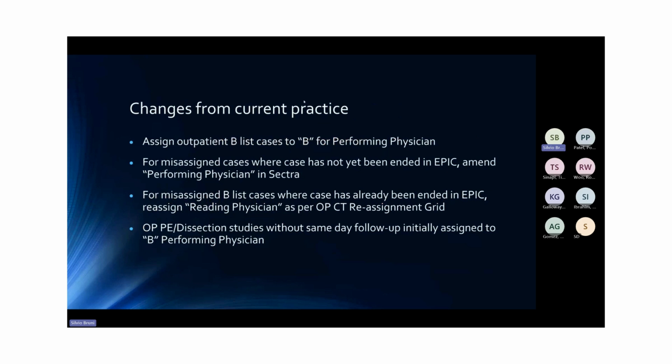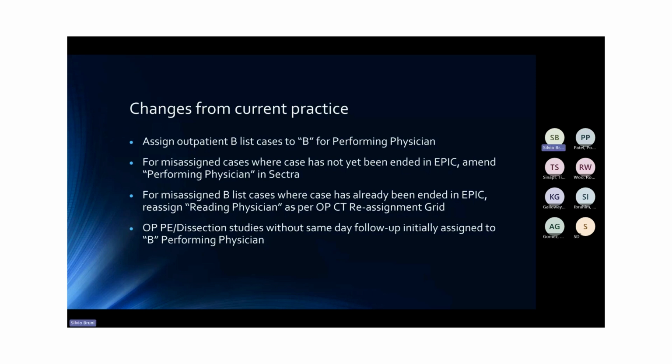Just to quickly summarize the changes from our current practice, there are only a few things to highlight. When assigning the outpatient B list cases, as opposed to setting a specific numbered B list on the scanner for performing physician, you're just going to put the letter B, and that's it. For misassigned cases where the case has not yet been ended in Epic, we're now going to amend the performing physician based on the steps I described in Sectra, and then complete the case in Epic.